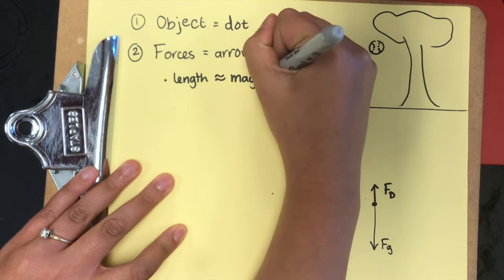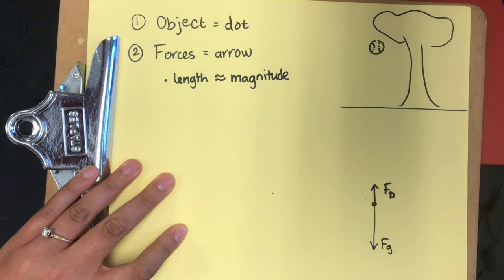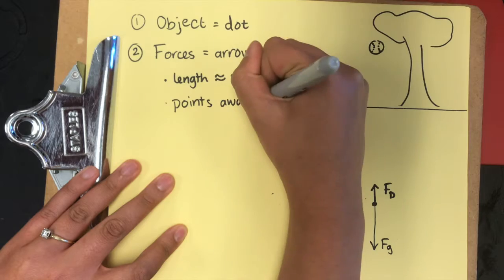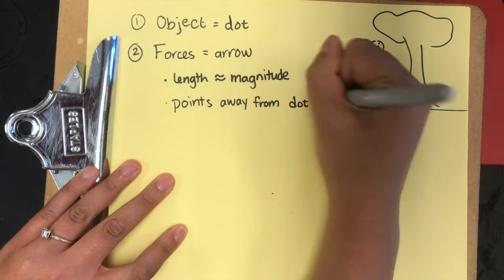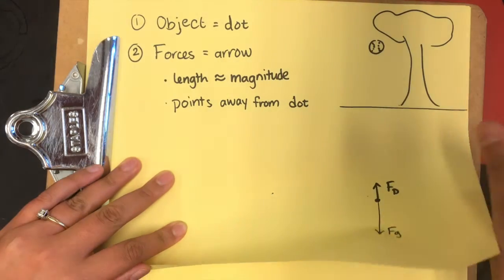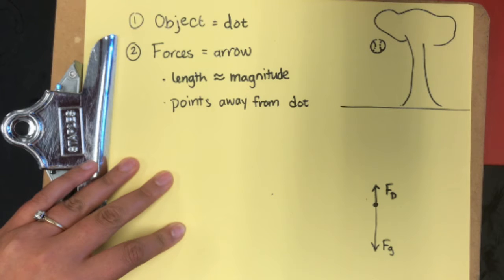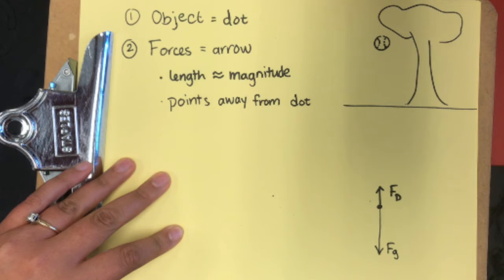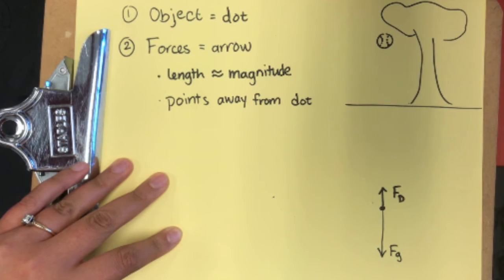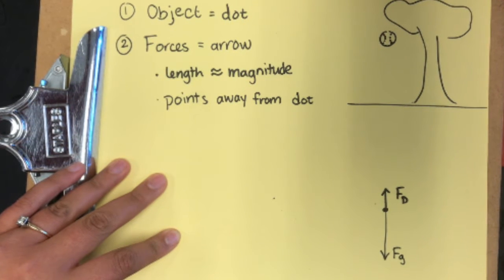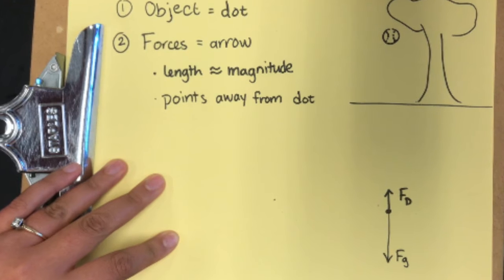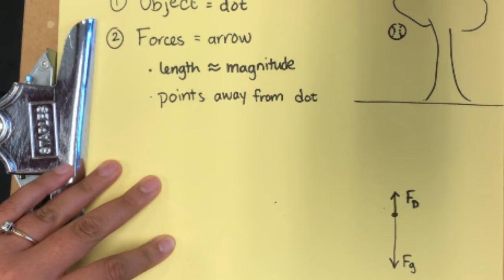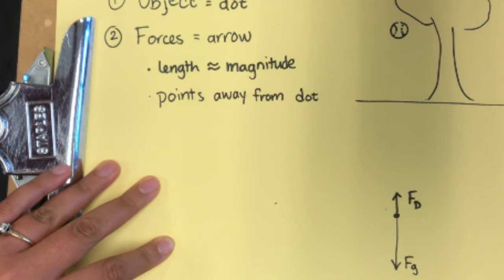resistance force. The longer I draw my arrow, the stronger my force is. And since gravity is stronger than air resistance, I'm going to draw an arrow that points down away from the dot and an arrow that points up away from the dot. If you know the number associated with either force, feel free to write that number into your diagram. But that's basically it. Dots and arrows, where long arrows represent large forces and short arrows represent small forces.